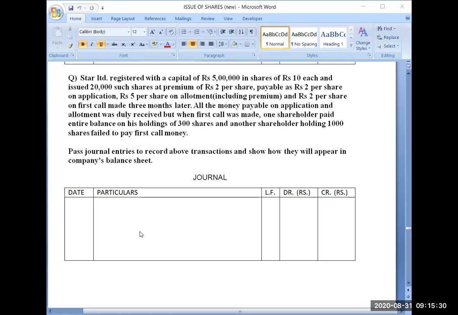If you respond, you will be clear about these confusions in exams. Application money is 2, allotment money is 5, and first call money is 2. So that's why it will be 2 plus 5, 7, plus 2, 9. So it will be 9 rupees. However, the issue price is rupees 12. So it should be 12. Now, how much amount is missing? 3 rupees is missing.